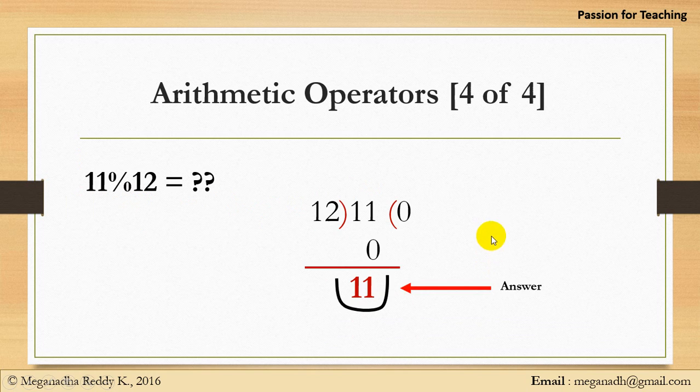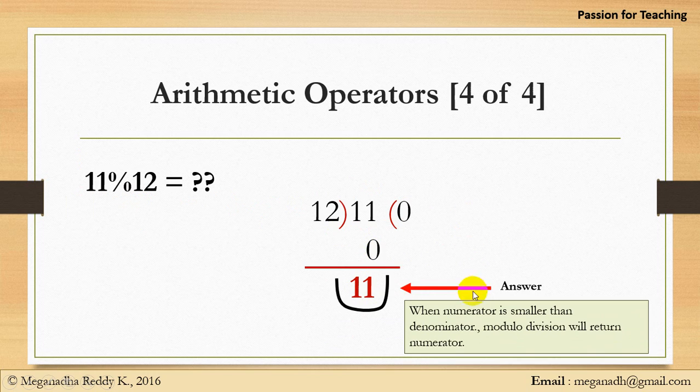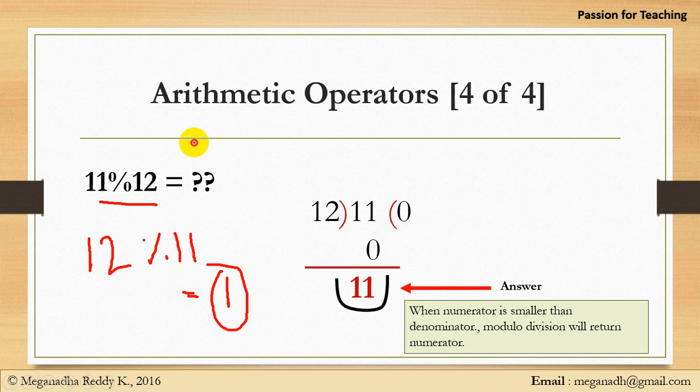So let's see that now. See here, 12 zeros is 0, and the remainder is the answer. That's the point I made just now: when the numerator is smaller than the denominator, modulo division will return the numerator itself. You need not use pen and paper as well. Don't get confused between 12 modulo 11 and 11 modulo 12. 12 modulo 11, the answer is 1, and 11 modulo 12, the answer is 11.